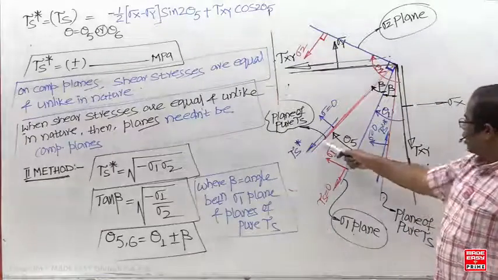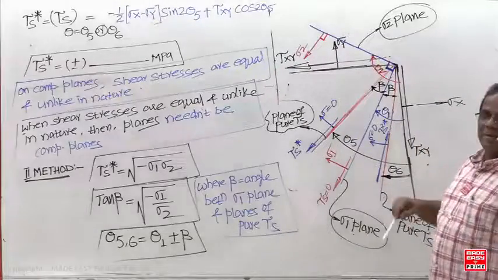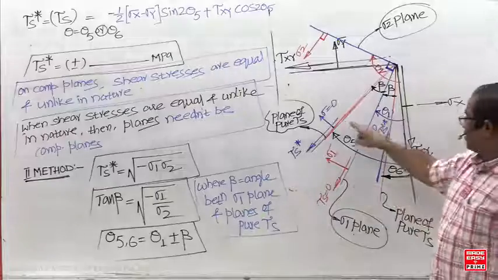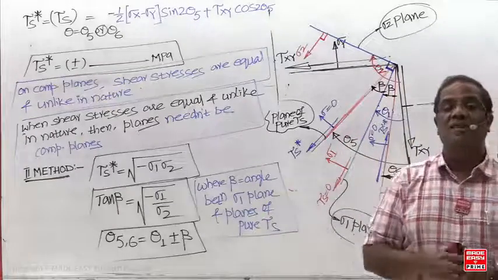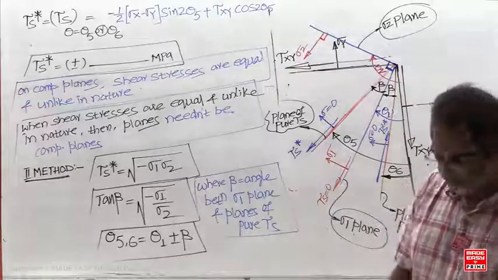But these planes are not complementary. These red color planes are not complementary. Blue color planes are complementary. Principal planes are complementary. But the planes of pure shear are not complementary. They are complementary only when sigma x plus sigma y is 0.